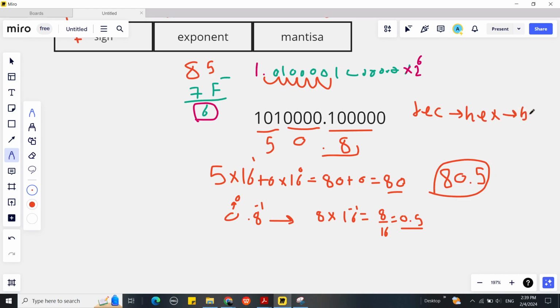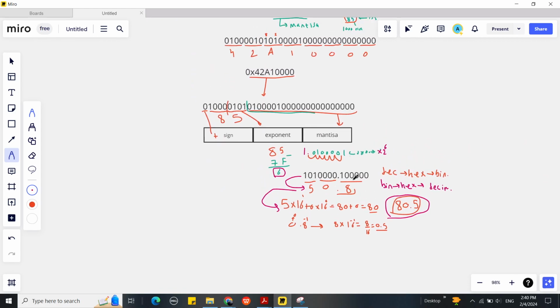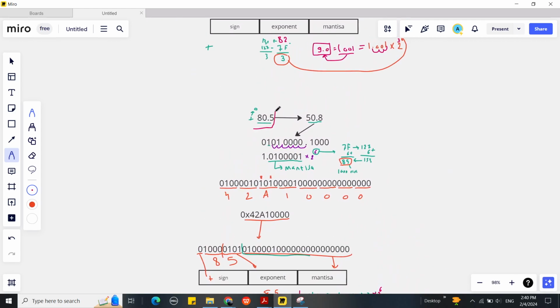Sometimes I make these silly mistakes by forgetting that we change the decimal number to hexa, and from hexa to binary. But what I did was take the binary number and immediately change it to decimal, which is wrong. I should have taken it from binary to hexa, and from hexa to decimal, as I just did here. So this binary changed to hexa, and this hexa changed to decimal, and therefore I was able to get 80.5, which is the same number we started with.